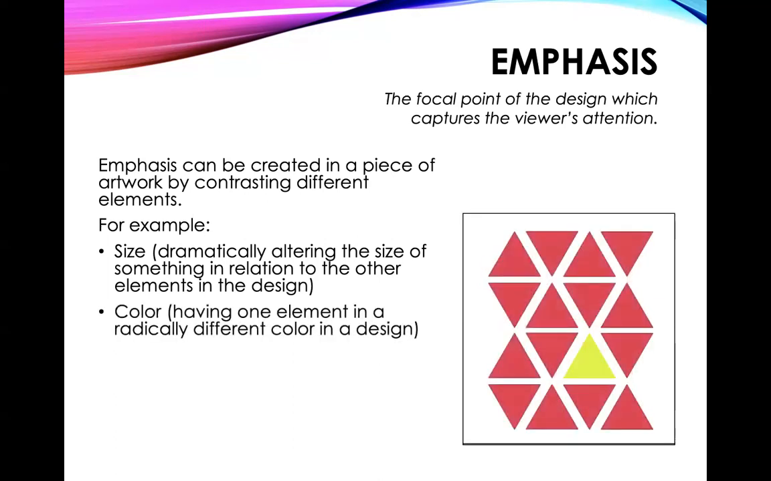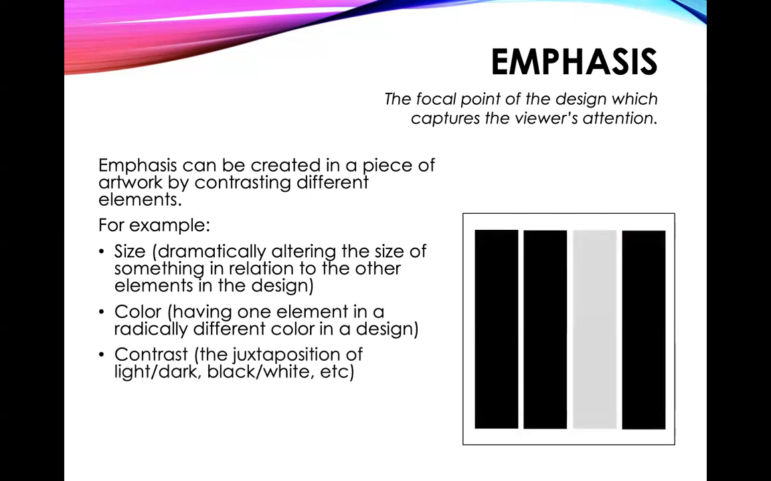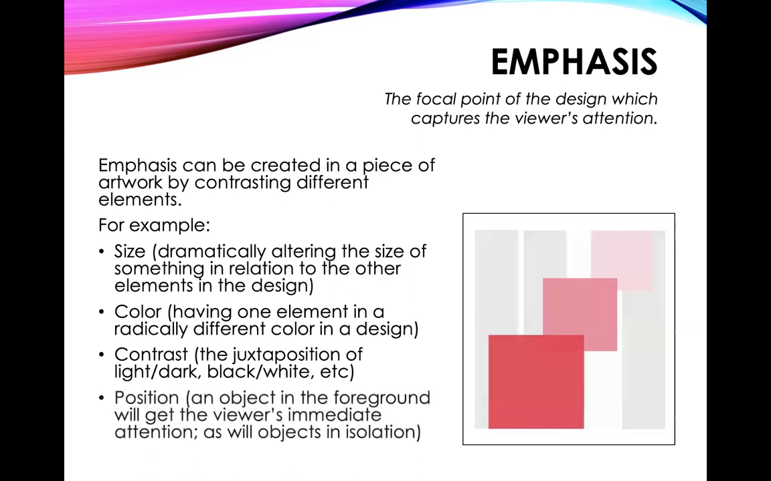You could also show emphasis by using color. So the yellow triangle stands out because the rest are all pink. So this one is different from the others. You could also show emphasis by contrast. The light gray rectangle stands out because its contrast, or lightness or darkness of the rectangle, is different from the rest of the rectangles. And then position. Which one is closest to you? Does that draw your eye in?